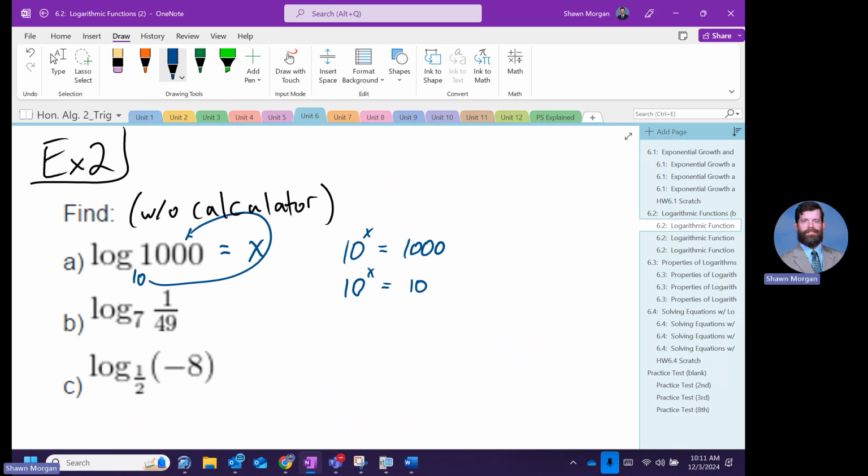Stephen, 10 to the 3rd, so x therefore equals 3. Now, this is doable because I say without a calculator. This is doable without a calculator because we were able to make the base the same. All right.